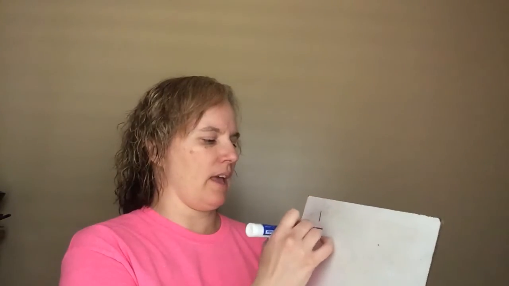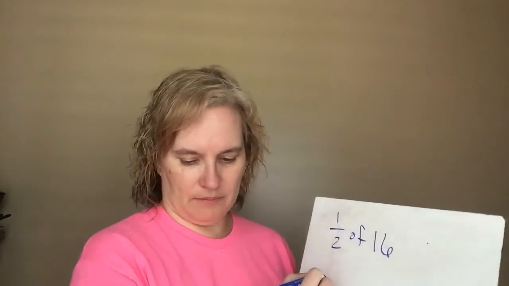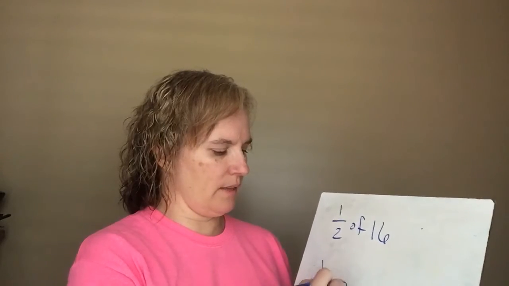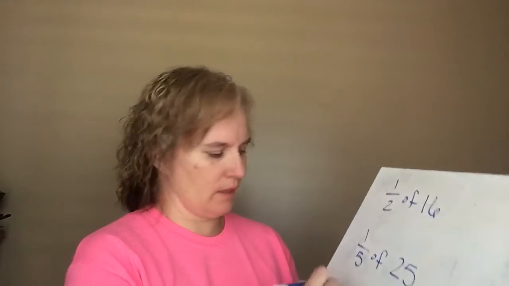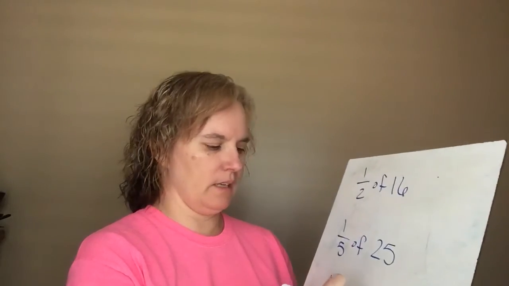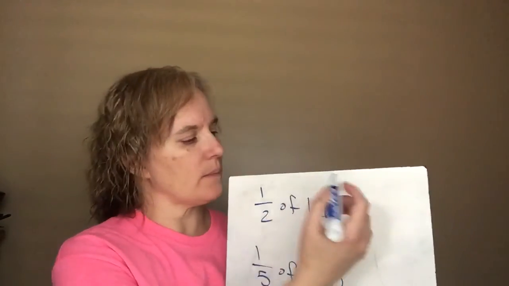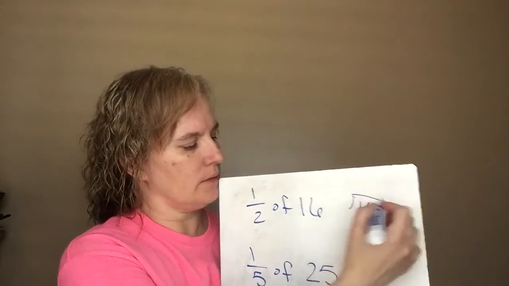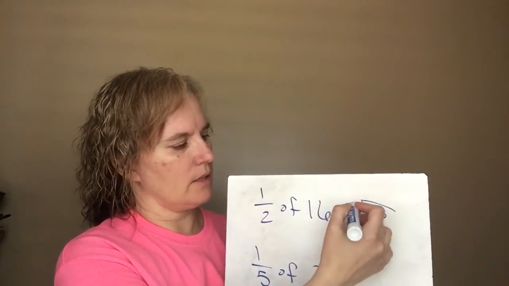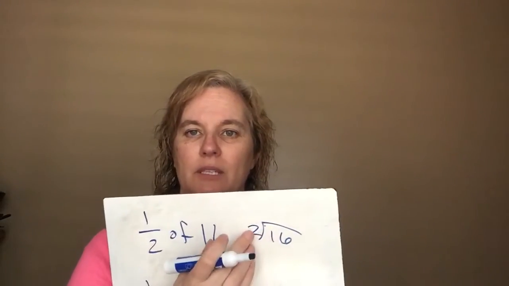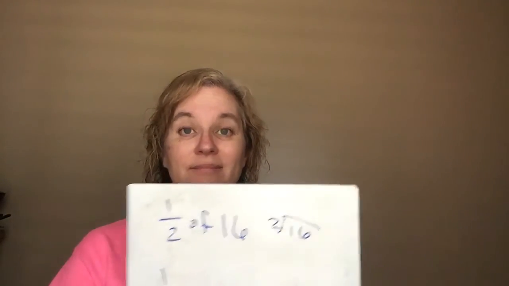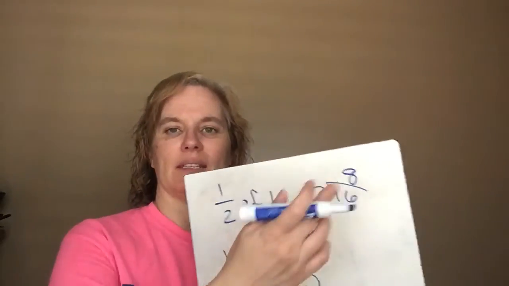Okay, let's do a few. First, we'll look at the ones that they've got in the yellow box. They have half of 16, 1/5 of 25, and 1/4 of 24. Start with 1/2 of 16. Remember, this number goes in our house. The denominator goes outside. How many times can 2 go into 16? 8 times. 8 times 2 is 16.